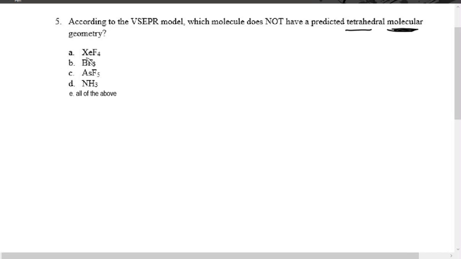So let's start with this bad boy right here, letter A. We have XeF4. Xenon has 8 electrons. Fluorine has 7 times 4, right? So we want a total of 36 electrons.